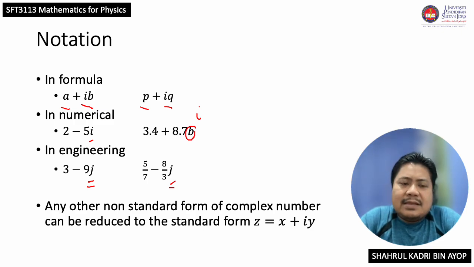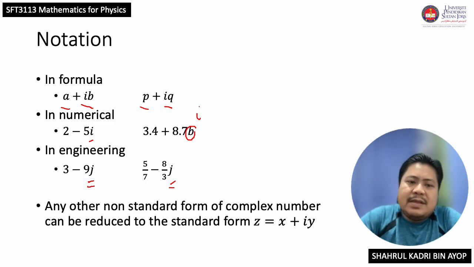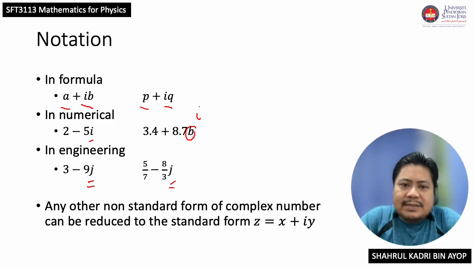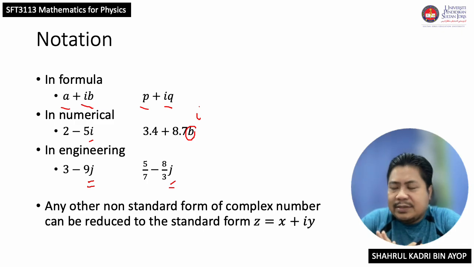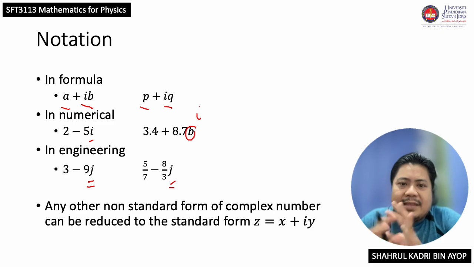Any other non-standard form of complex numbers can be reduced to the standard form z equal to x plus iy. That means you will see many forms later, and they can be converted and written in the standard form where z equal to x plus iy.